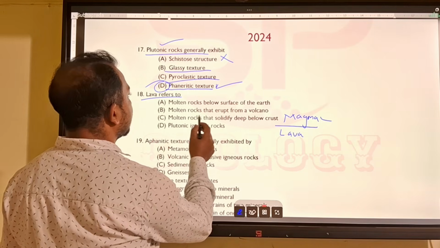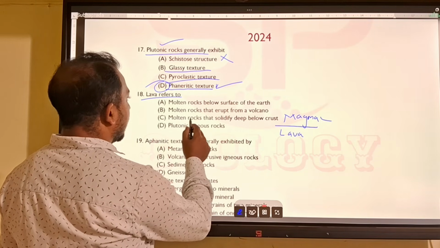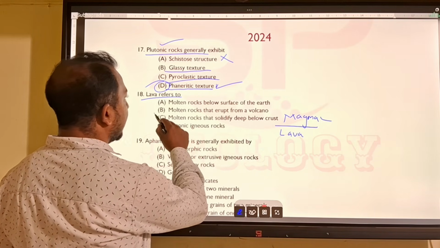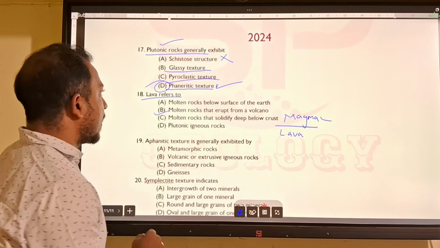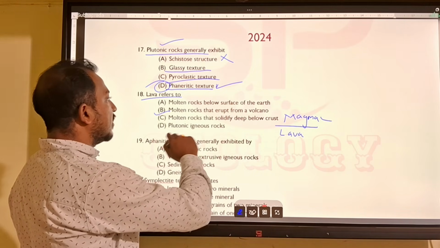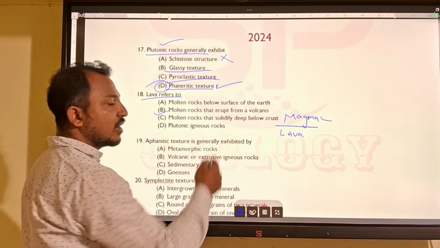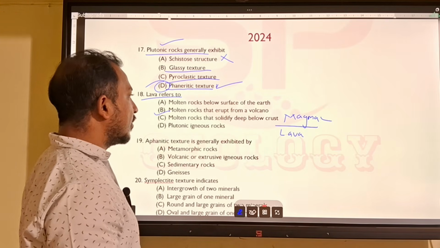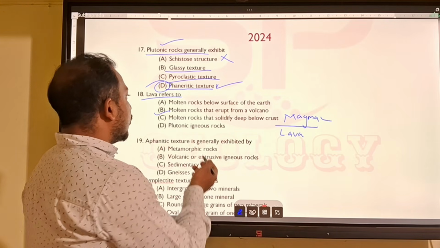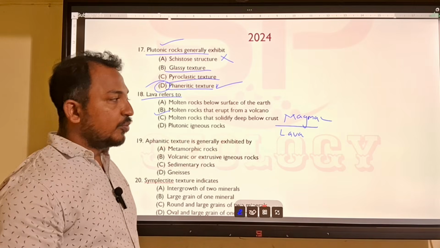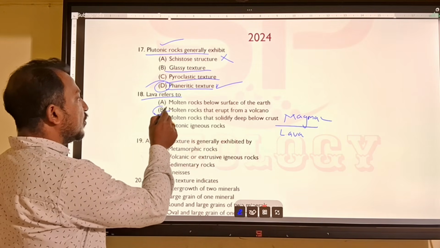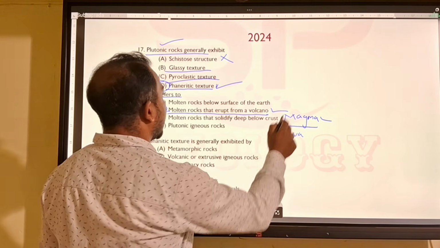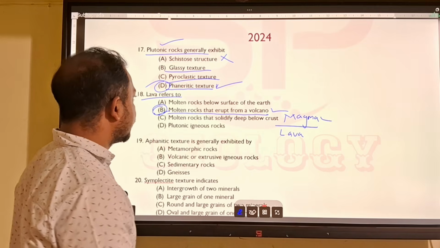So molten rock that erupts from a magma, you can say. Below the surface, it is called magma. What solidifies deep below the crust can be called an intrusive rock body. Plutonic igneous rocks are intrusive rock bodies. So molten rock that erupts from a volcano is called lava.